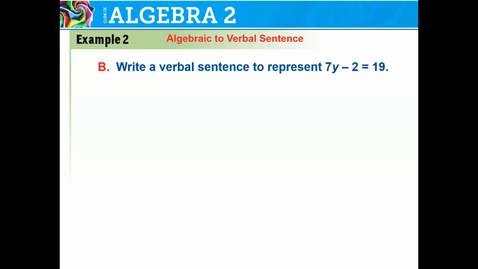Write a verbal sentence to represent 7y minus 2 is equal to 19. To tip that we have multiplication, there needs to be an instance where we have the product. To tip that we have subtraction, we need to say less than or the difference. We need to have equal to, and we need to have 19. So I'm going to do this backwards. I'm going to say 19 is equal to the product of 7 and a number minus 2.